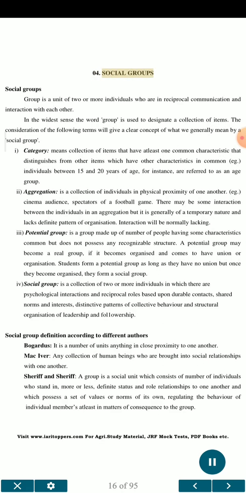04. Social groups. A group is a unit of two or more individuals who are in reciprocal communication and interaction with each other. In the widest sense, the word group is used to designate a collection of items. The consideration of the following terms will give a clear concept of what we generally mean by a social group.